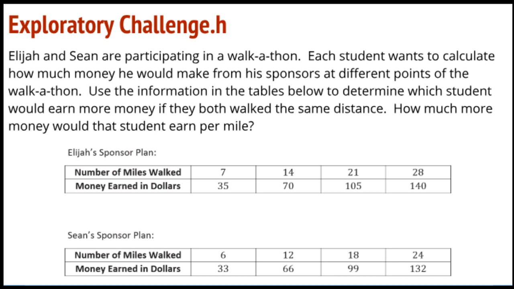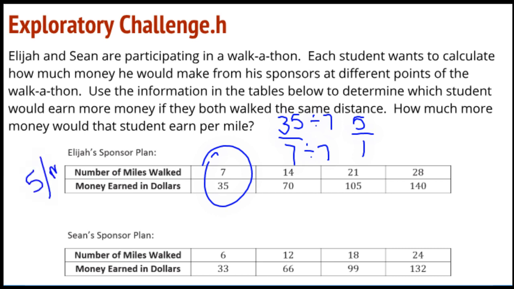So Elijah has worked it out where he's going to get $35 for 7 miles. And the question is, how much is he getting paid per mile? So I see that I've got a rate here of $35 per 7 miles. And so I want to scale that down to get to 1 mile. And I find out that he is making $5 per mile. And now we can take a look at Sean.